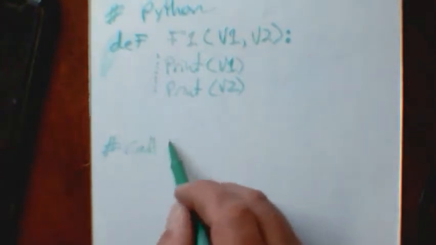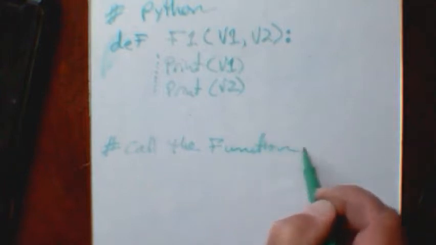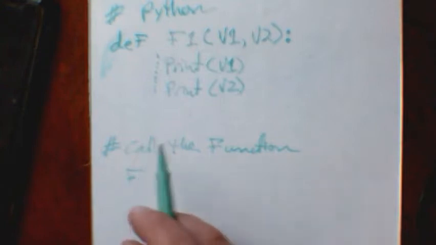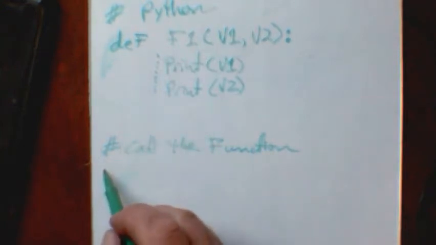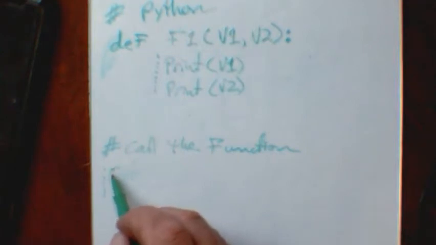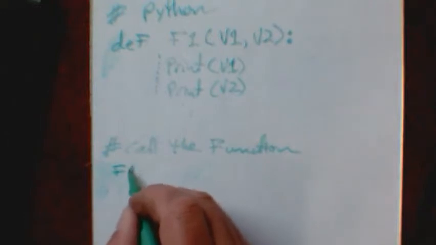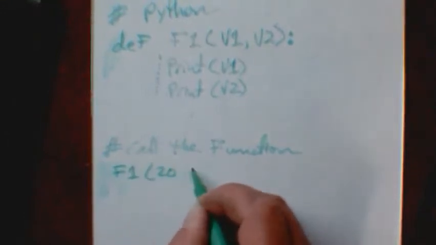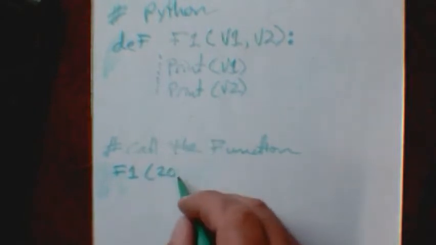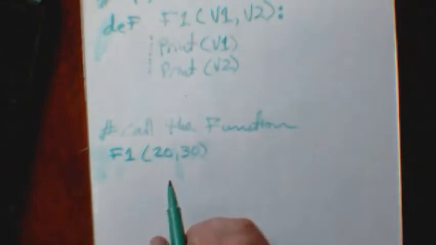So now we're going to call the function. So further down in the program, make sure that you're at the leftmost margin. To call a function, you just call the function name. In this case, it's going to be f1. Again, make sure it's the left margin. f1 is sending it the value of 20, comma, and a value of 30. Those are two parameters or arguments.